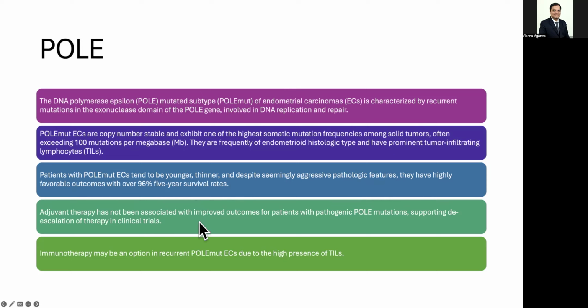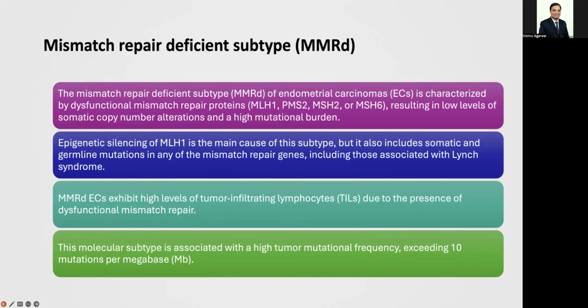Adjuvant therapy in these patients has not shown any improved survival outcomes, so it is not beneficial, and we can de-escalate the adjuvant therapy in these patients, although they may be at a higher stage compared to patients without POLE mutation. Immunotherapy may be an option in recurrent POLE mutated EC due to the high presence of TILs.